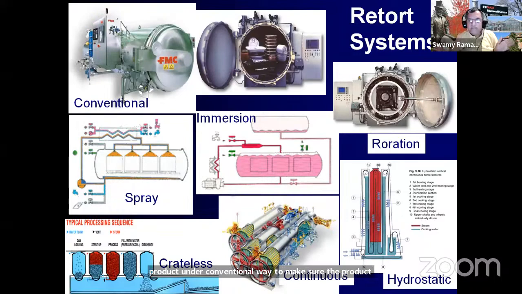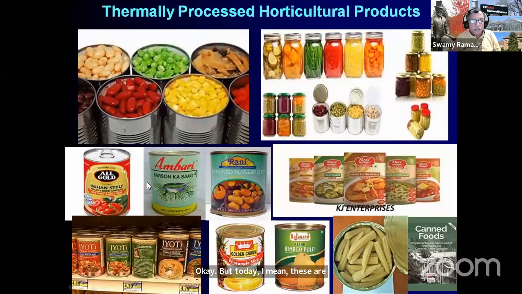Okay. But today, these are some examples of thermally processed horticultural products. You can see some names I have picked up from an Indian supermarket. So they are dealt with the same way, whether it's Indian food or North American food, they're all canned the same way, the same principle of eliminating Clostridium botulinum, and then, of course, to make it shelf stable, you have to eliminate the other spoilage bacteria. Of course, for fruit products, you don't have to go there, but you can see here both vegetable products and also fruit products. They can be in cans, in glass jars, or in pouches, but the principle is the same in terms of establishing the process.